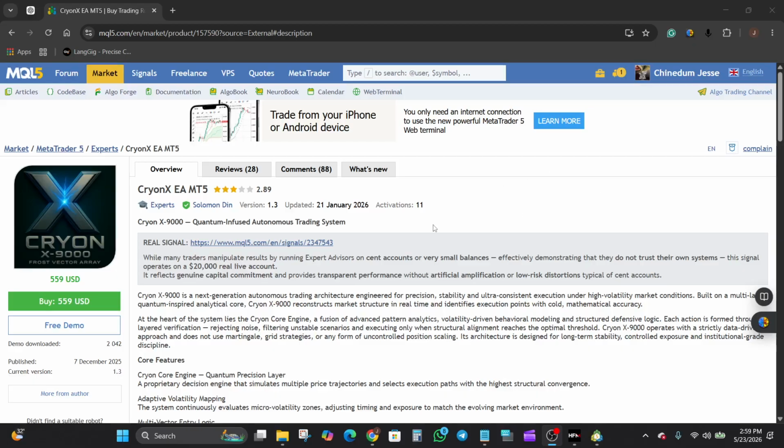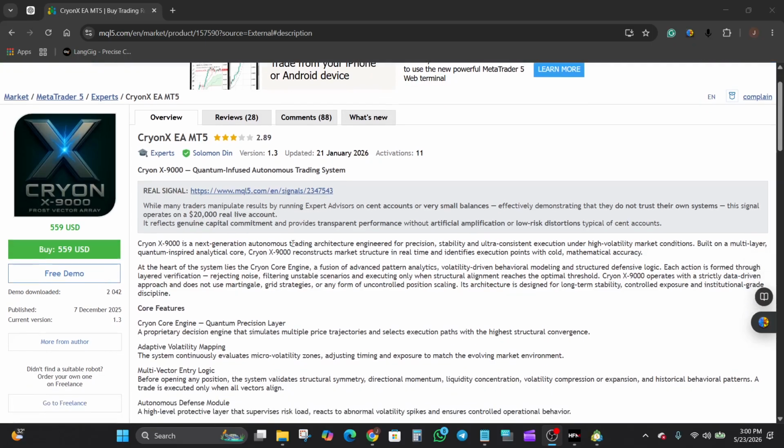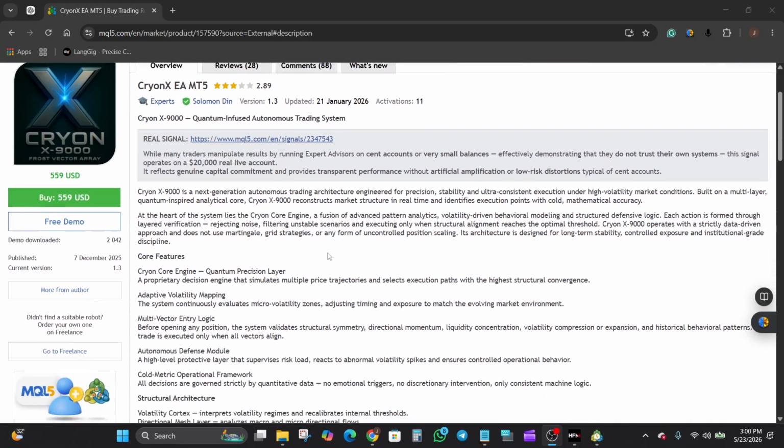Alright, so right now on my screen, I'm looking at the CryonX EA for MT5, developed by Solomon Dean on the MQL5 Marketplace. This EA is currently priced at 559 US dollars, and the latest version listed here is 1.3, updated in January 2026. In terms of platform compatibility, the EA is built for MT5, and there seems to be no MT4 version attached to this product listing.